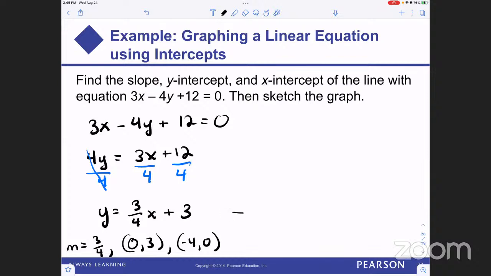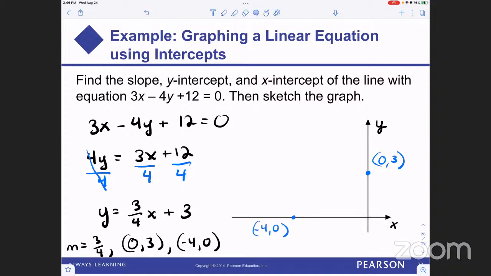Let me think how I want to write this. So usually I do the positive x in this direction. Now I know we're working on the left here, so I'm going to go like this. Okay, so my positive x is over here, my positive y is here. We got a y-intercept of 3, so 3 is about here. And again, this is just a rough sketch, 0, 3. And then we got negative 4, so negative 4 is about here. And then we can just connect those with a straight edge.